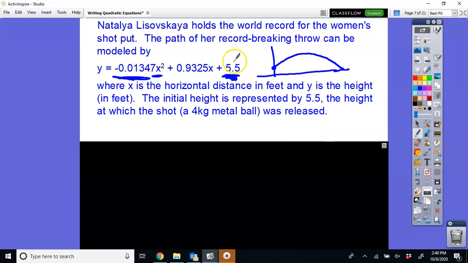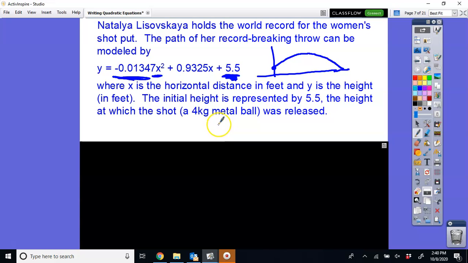That, remember, was the y-intercept when we were talking about linear equations, because it's when you plug in 0 for x. Guess what? It's also the y-intercept in this. So that means where she let the ball go. The other two numbers have to do with how gravity pulls down, this negative, and how the ball is actually launched through the air, this 0.9325. We're going to actually look at that later, maybe in this slideshow.